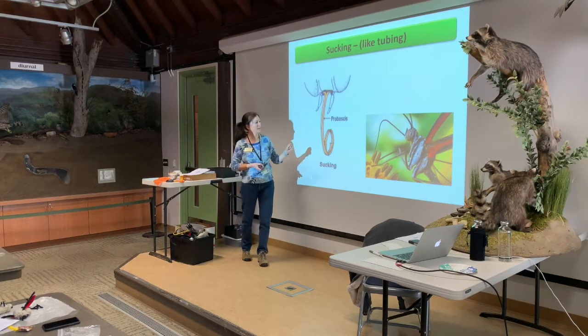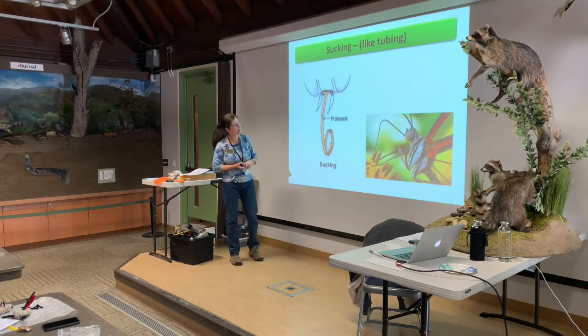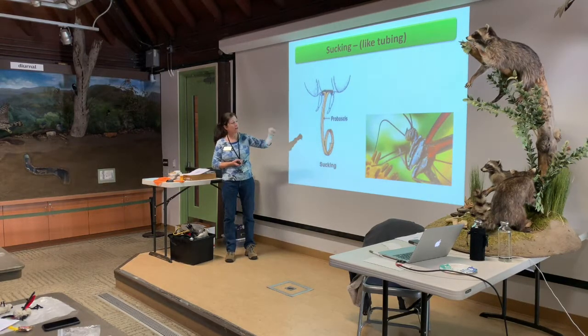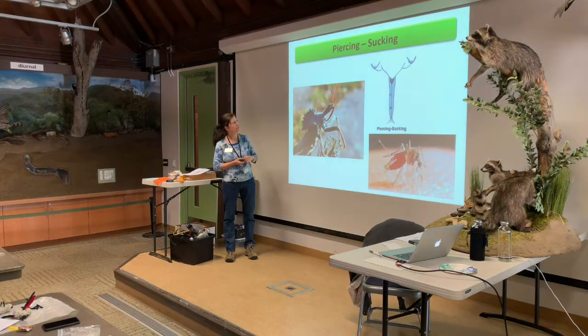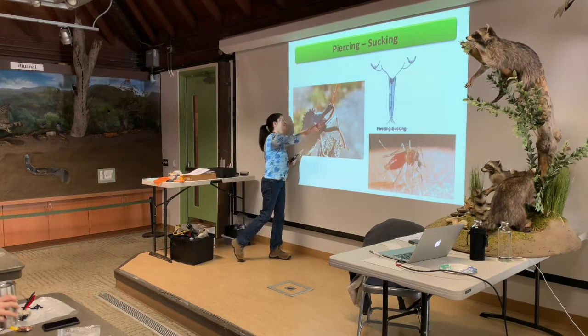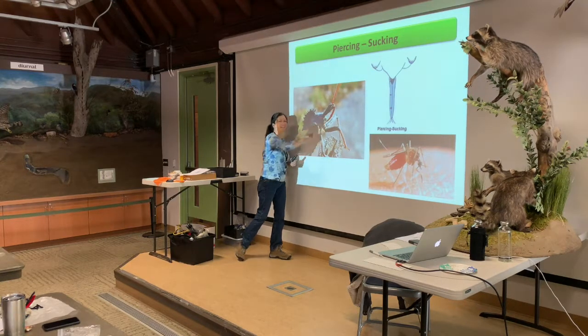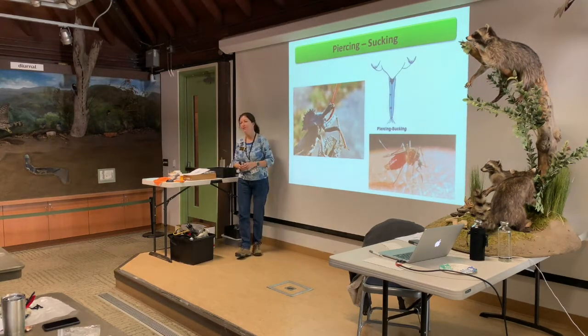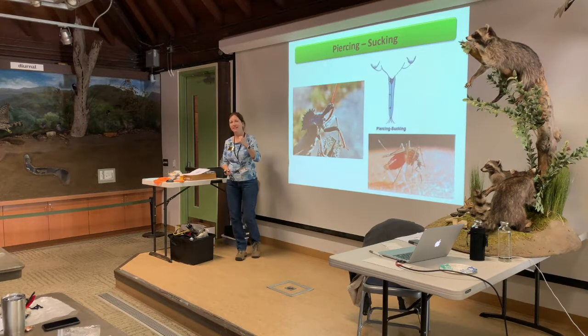Sucking, light tubing. Here's an example where we have a butterfly getting some of the nectar out of a flower. So much more flexible proboscis there. And piercing, sucking mouth parts. So some of these are significant.